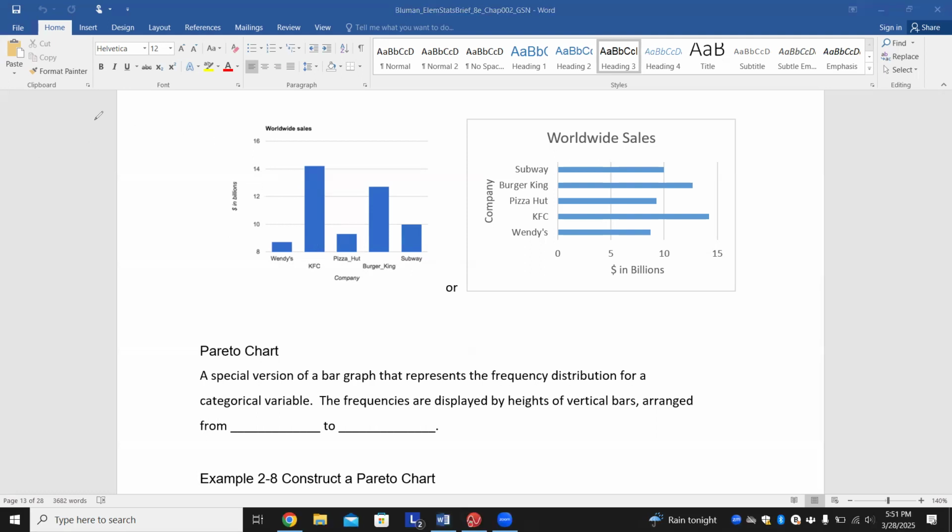A Pareto chart is a special version of a bar graph that represents the frequency distribution for a categorical variable. The frequencies are displayed by heights of vertical bars arranged from largest to smallest. So again, a Pareto chart is very similar to a bar graph, but it is organized from largest to smallest. That would be the difference there. So let's look at an example of that.